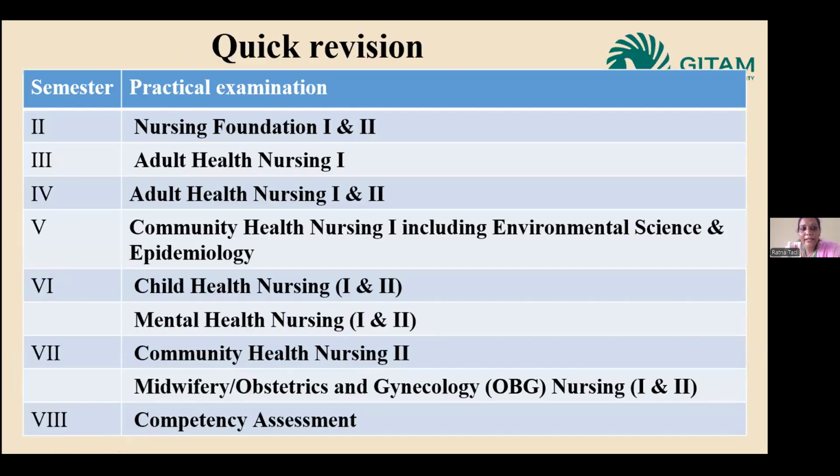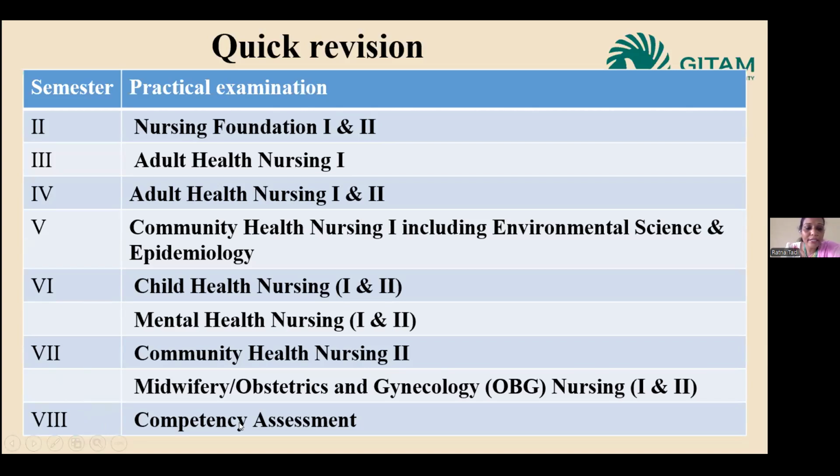Then we have the practical exams. We don't have any practical exam in first semester. Second semester we have NF 1 and 2. Third semester, adult health nursing 1; fourth semester, adult health nursing 2. Fifth semester, community health nursing 1, including environmental science and epidemiology. Sixth semester has 2 practicals, child health and mental health nursing 1 and 2. Seventh semester has 2 practicals, community health nursing 2 and midwifery, obstetrics and gynecology nursing 1 and 2.